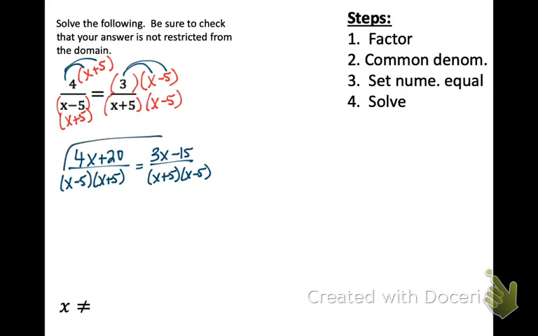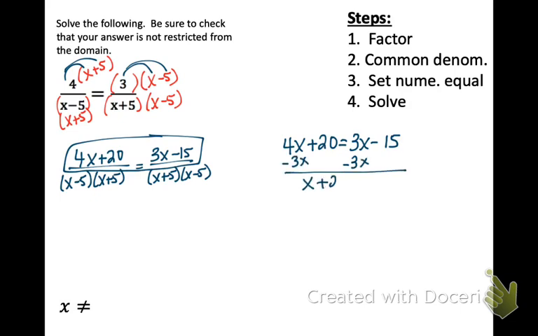Once you have common denominators, you can just look at the numerators. And now we're just going to solve this. My restricted values here are just 5 and negative 5 because my common denominator was x plus 5, x minus 5. So my final answer is x equals negative 35.